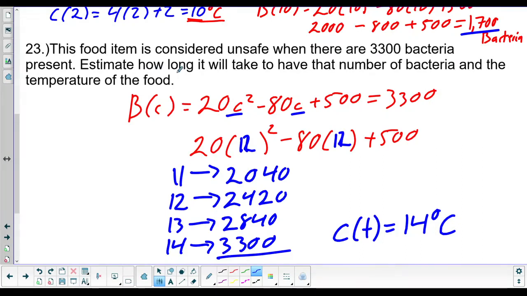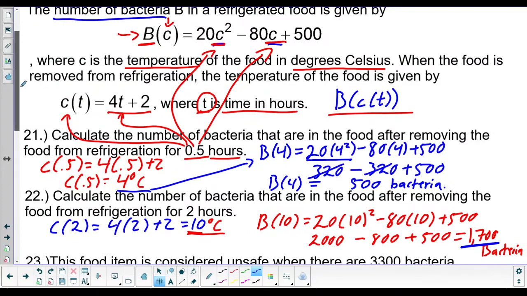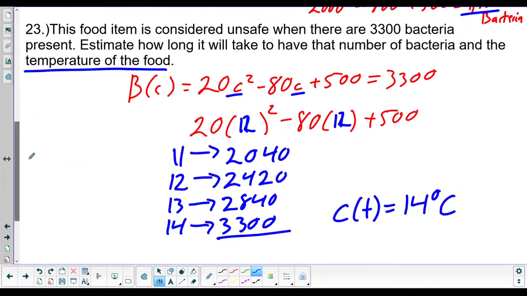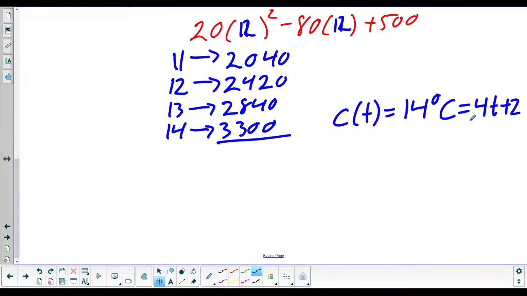Then it says estimate how long it would take to have the number of bacteria and the temperature of the food. So the temperature of the food is actually a lot easier to get because we know how to solve this equation. So we have our equation. C of T equals 14 degrees Celsius. It also equals 4 times T plus 2. We can definitely solve this equation. We don't have to estimate at all.